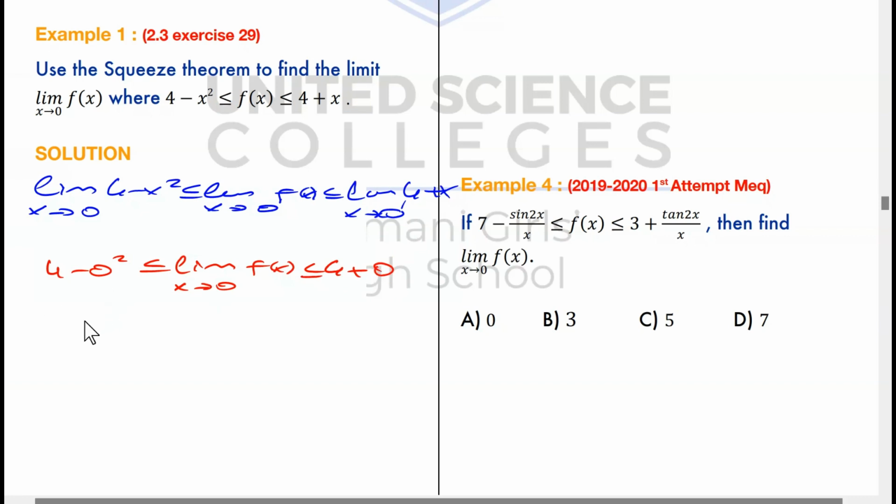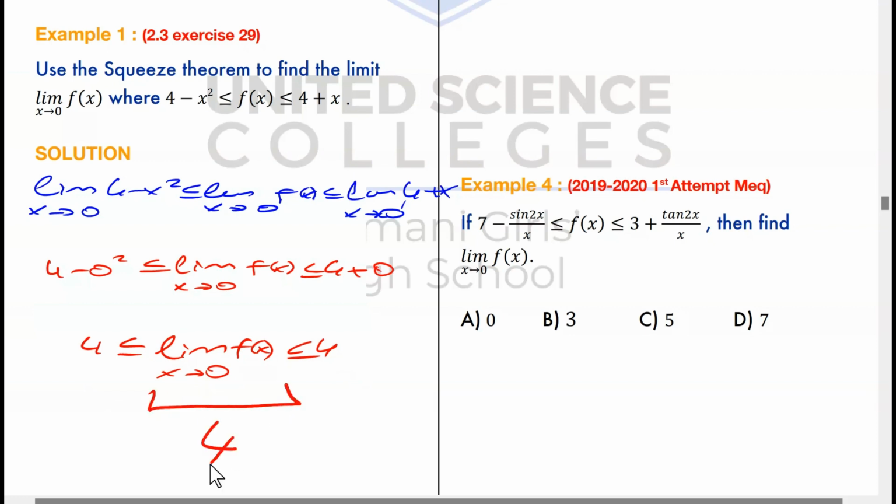So 4 minus 0 squared is 4. 4 plus 0 is 4. 4 minus 0 is 4 on the left. 4 plus 0 is 4 on the right. I know the limit on the right. I also know the limit on the left. So I'm sure that the limit in the middle is the same as right and left. So this is also 4. Okay, the answer to this question is 4.